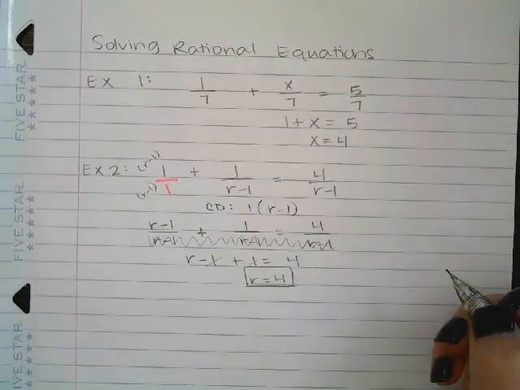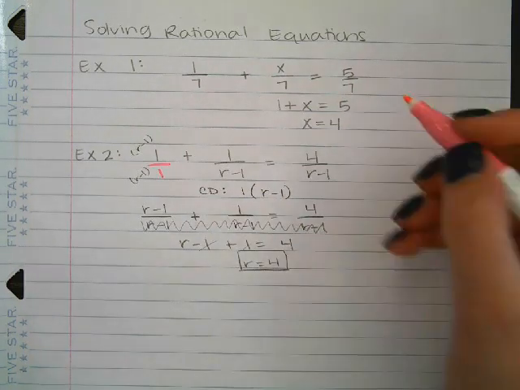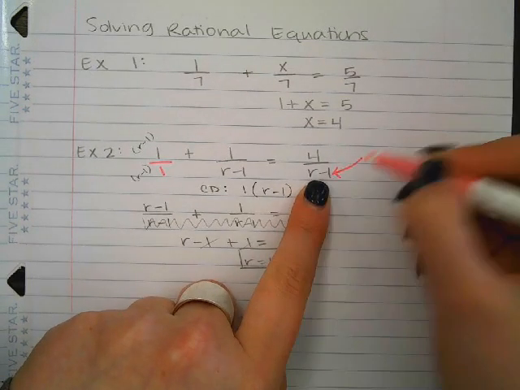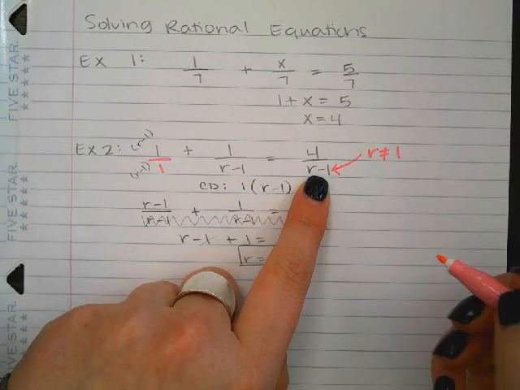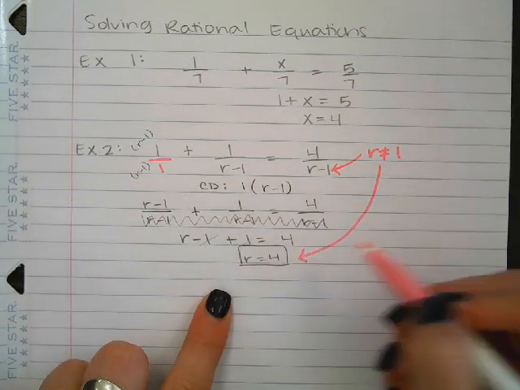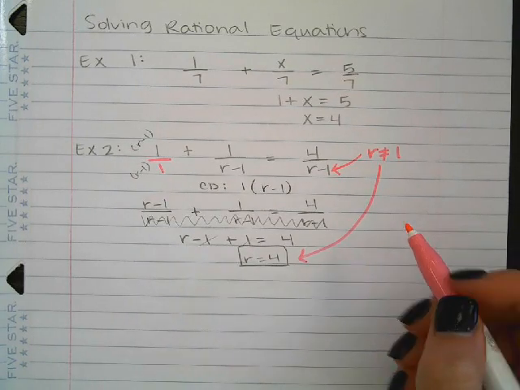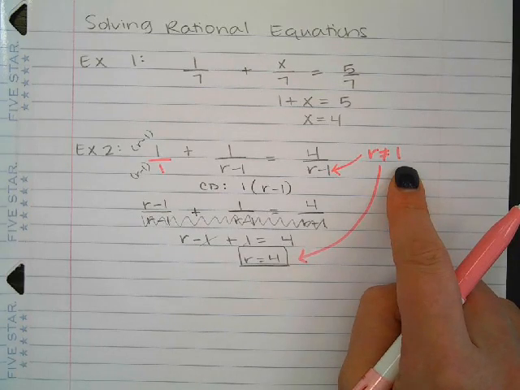Now with these, we do have one extra step. The extra step is that we have to go back and we have to check and see what the excluded value is. We have to make sure that our answer is not an excluded number. So if I look at this equation, the excluded value is 1. r cannot equal 1 in that equation. So what I'm going to do is I'm going to compare that with my final answer down here, and my final answer is 4. And that's not 1, and so my answer is okay.